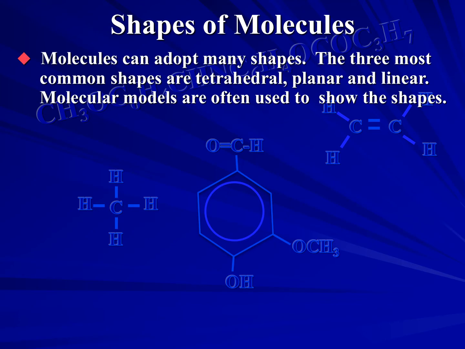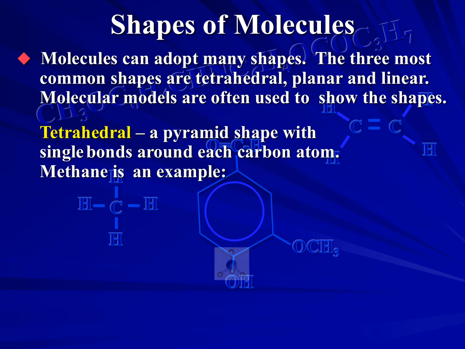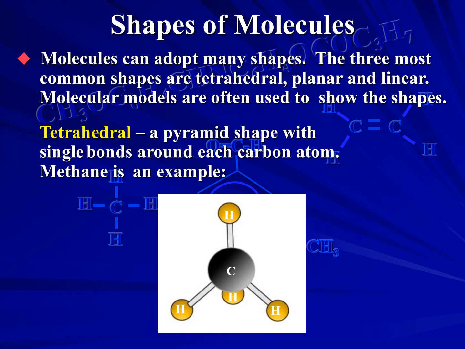Molecules can adopt many shapes. The 3 most common shapes are tetrahedral, planar, and linear. Chemists use molecular models to show the various shapes. The tetrahedral type is shaped like a pyramid with single bonds around each carbon atom. This model of methane shows the tetrahedral shape.